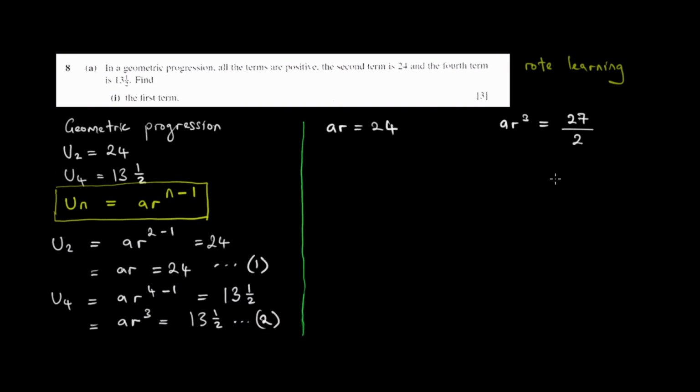ar is equal to 24, ar cubed is equal to 27 over 2. Saka, how about we make a subject of formula? Panapa a anenge equal to 24 over r. Apapa a anenge equal to 27 over 2r cubed. Remember, this is equation 1. This is equation 2. The laws of transitivity.